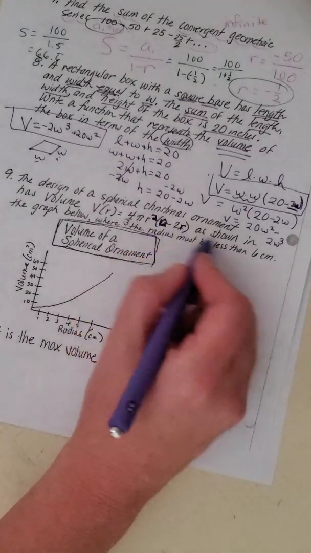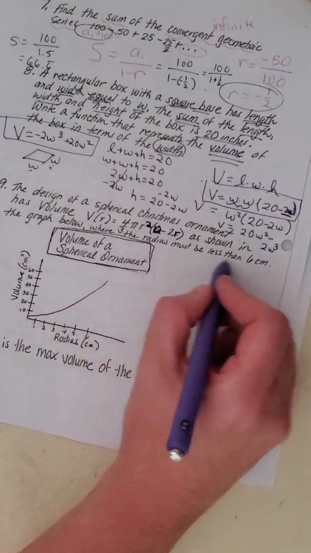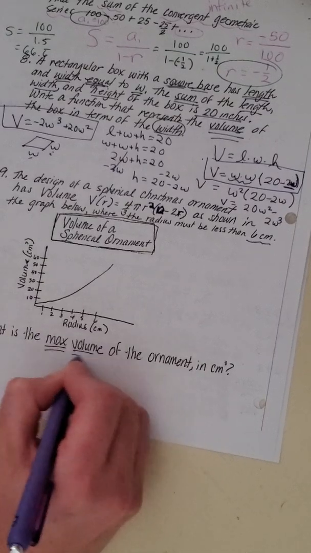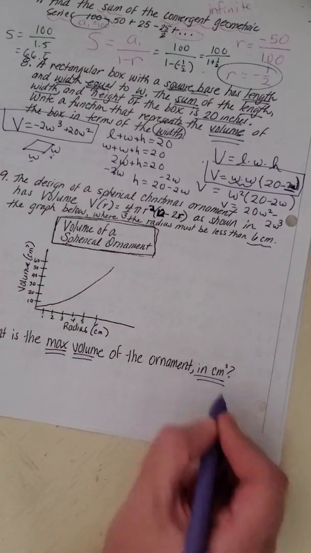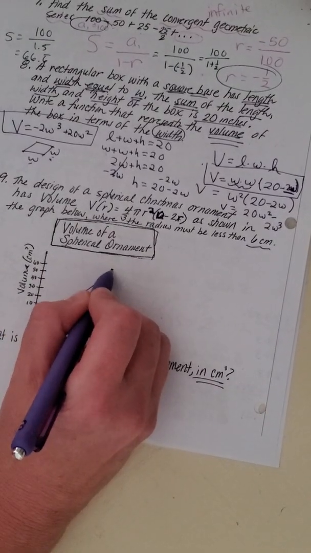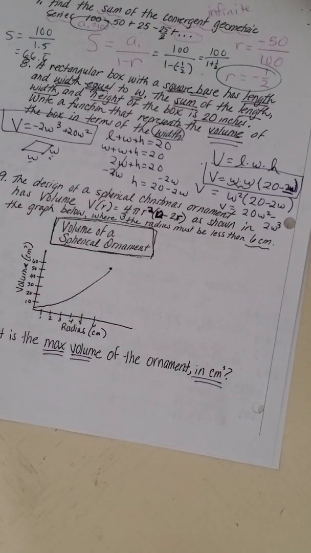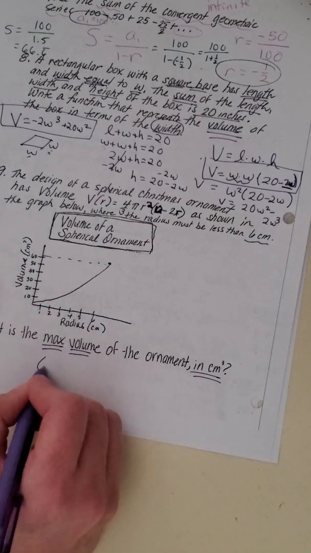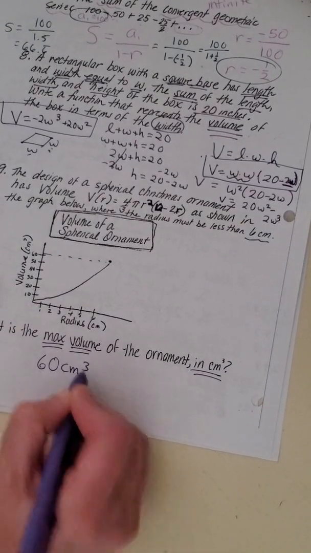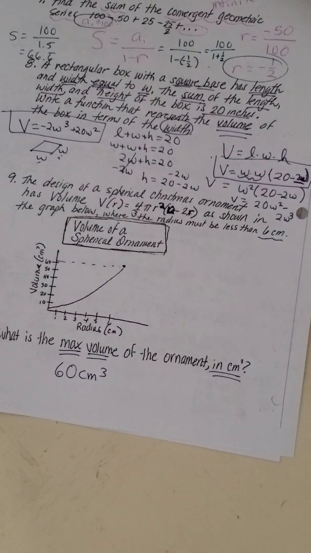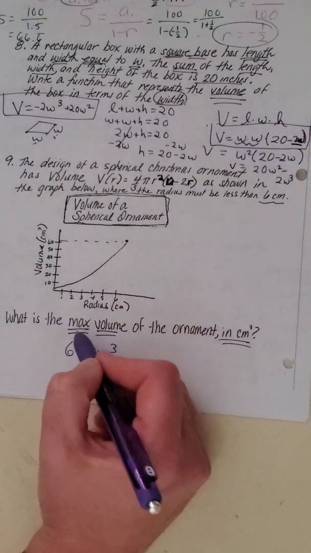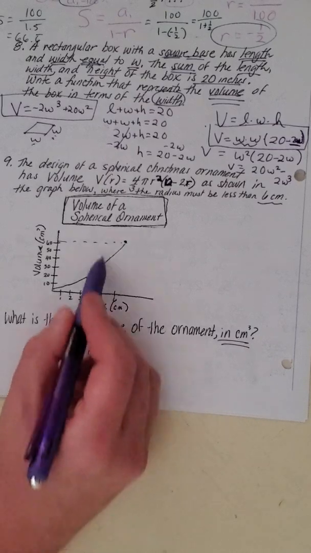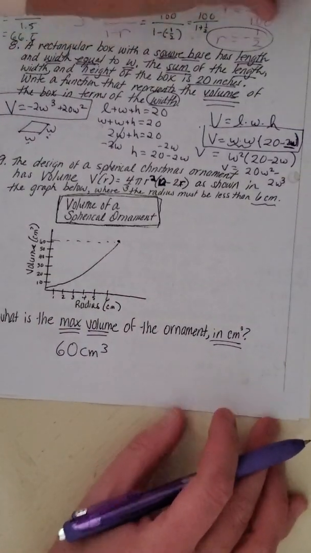It says, as shown in the graph below, where the radius must be less than 6 centimeters, what is the max volume in centimeters cubed? The max volume happens right here, the top of the graph, and that would be 60 centimeters cubed. That one's pretty easy, guys. If it says the max volume, you're looking for the absolute maximum of the graph. If you're looking for the min volume, it would be the lowest point.